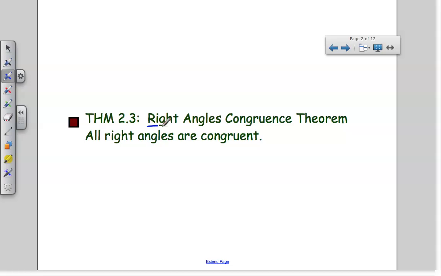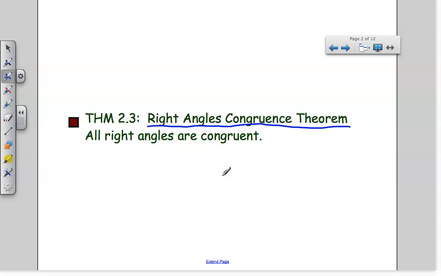If you're ever going to use this theorem in a proof, you would write down right angles congruence theorem as your reason. What it says is that all right angles are congruent. What you're saying, well, obviously, yes, all right angles are congruent. And a proof of this would be very simple.